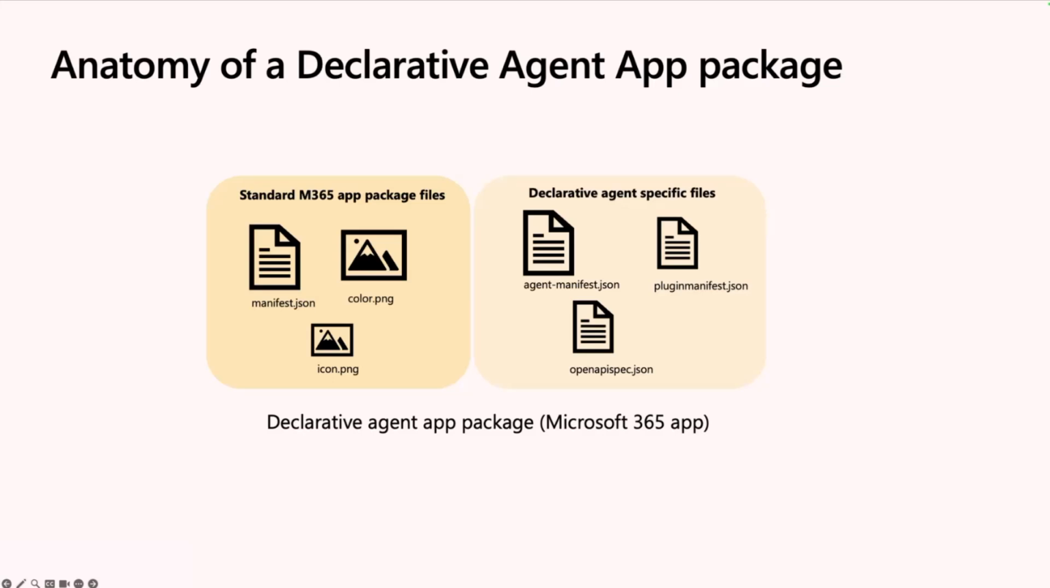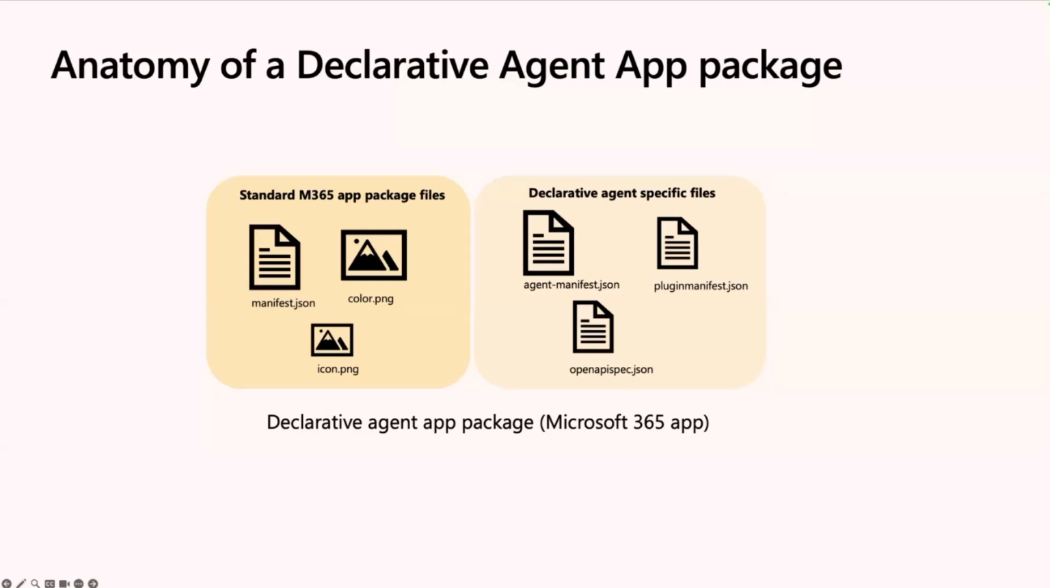The app package of a declarative agent is very similar to a Teams app. If anyone in this room has built a Teams app before, then you might understand it. It's got similar elements, but it has additional elements as well. So on the left side, you can see the standard M365 app package, which is just a manifest file, a JSON file, which defines all the standard app manifest details, and then you have the two icon images, and on the right-hand side you have the declarative agent related manifest files that are needed.